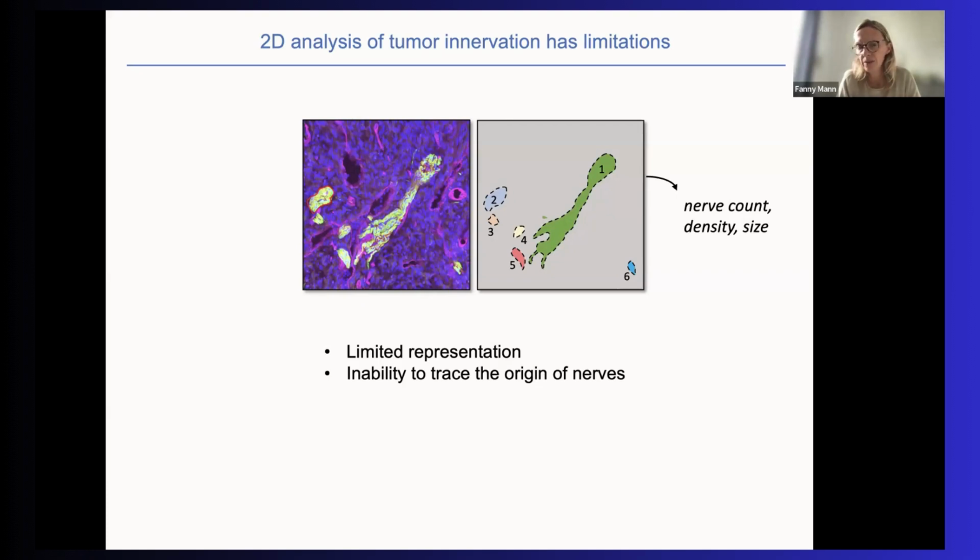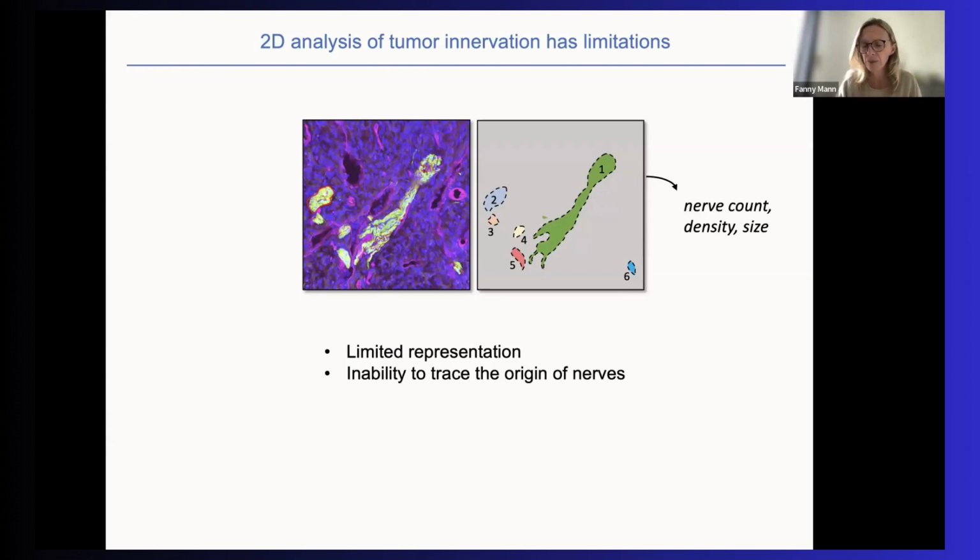So why new methods? It's because to date, the analysis of tumor innervation has mainly relied on measuring the number and the size of nerves on histological sections. But tissue sectioning has limitations for this type of analysis. First, because a section will represent the innervation of only a very small region of the organ or of the tumor. And second, because it's impossible on sections to trace the origin of these nerves.